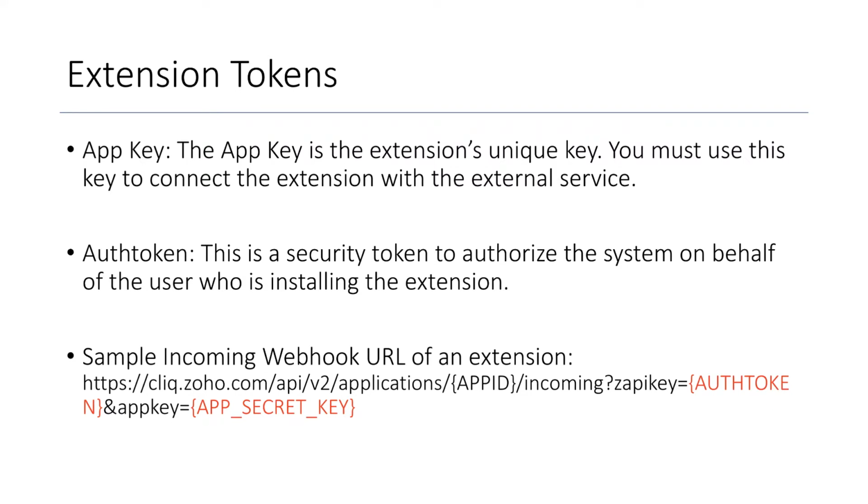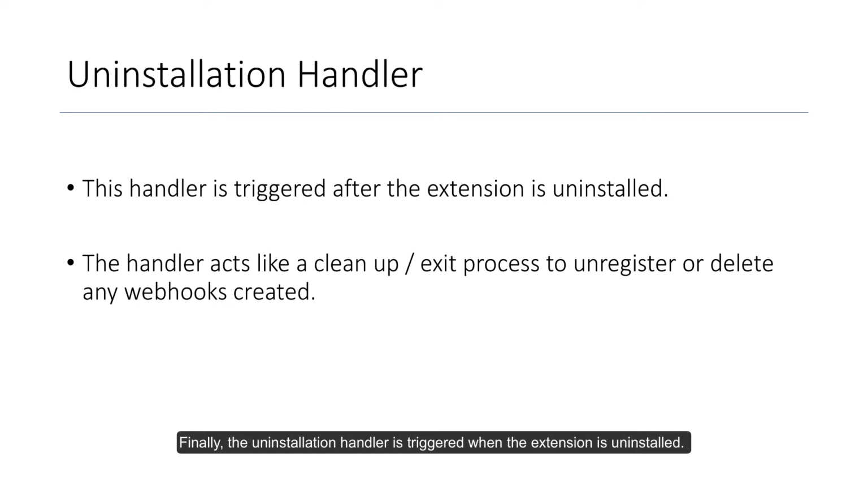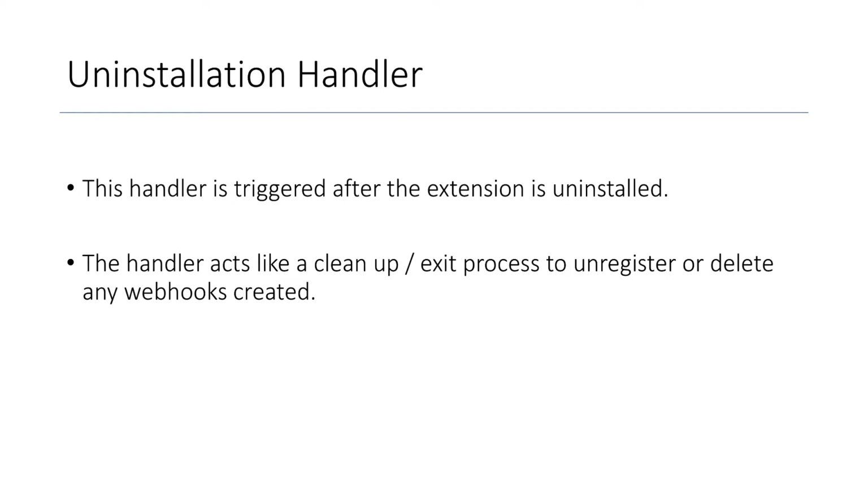This is needed to access the extension on behalf of the user while creating webhooks. It is mandatory to use these two tokens in any extension API endpoint. And finally, we have the uninstallation handler here, which is triggered once the extension is uninstalled. This handler can be used to deregister or delete the webhooks created during the extension installation.